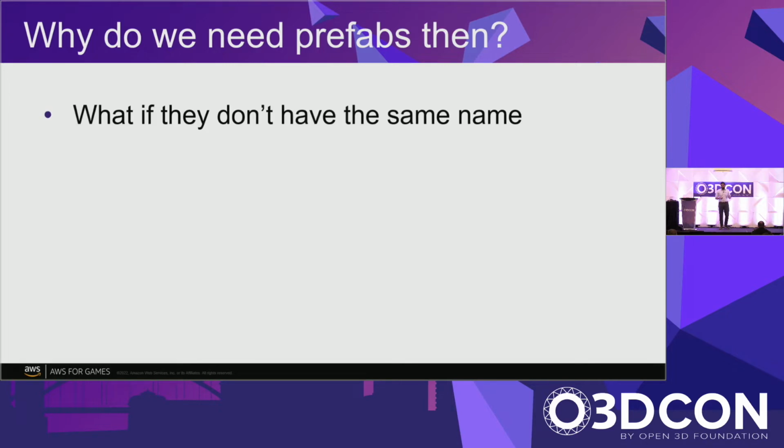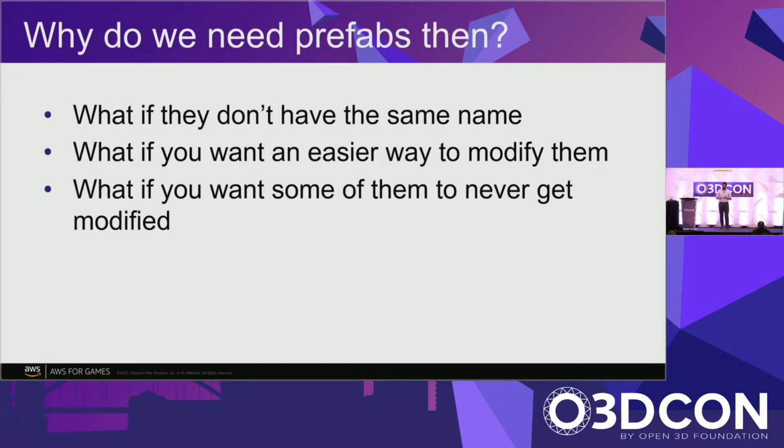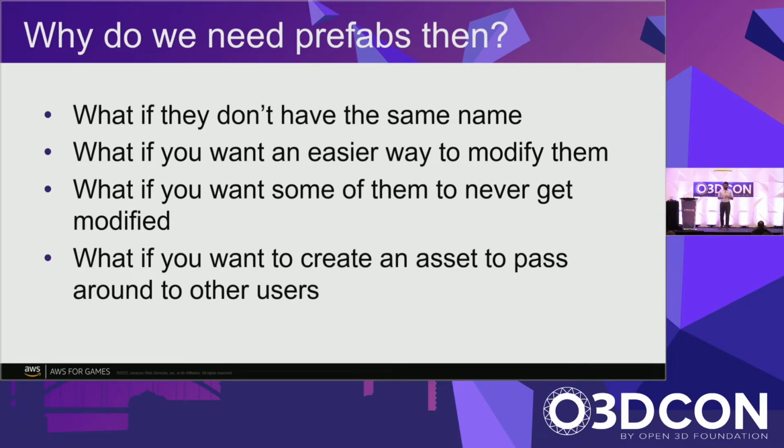But then what if they don't have the same name? Searching for them becomes difficult. Or what if you want an easier way to modify them rather than going through your scene, finding the entities and then selecting them? Or what if you want some of your entities to not get modified while you want some of them to get modified? Or what if you really like an object that you create in the world, and another artist or user asks, hey, can I put it in my level? And you want an easier way to turn that into an asset and pass it around.